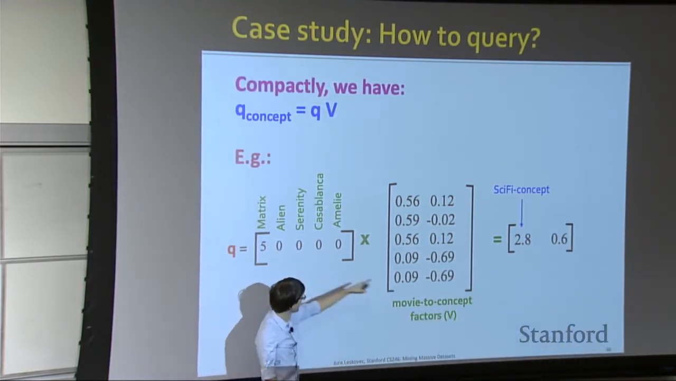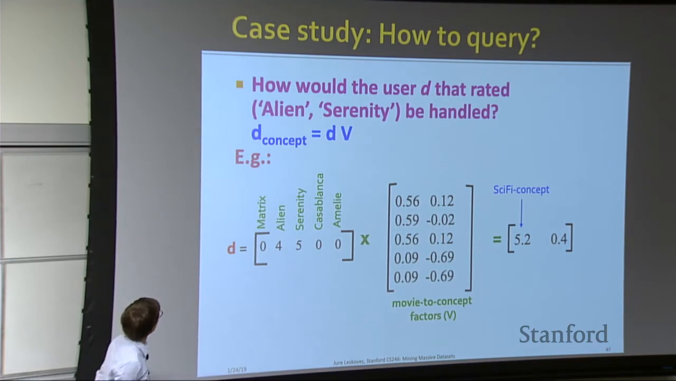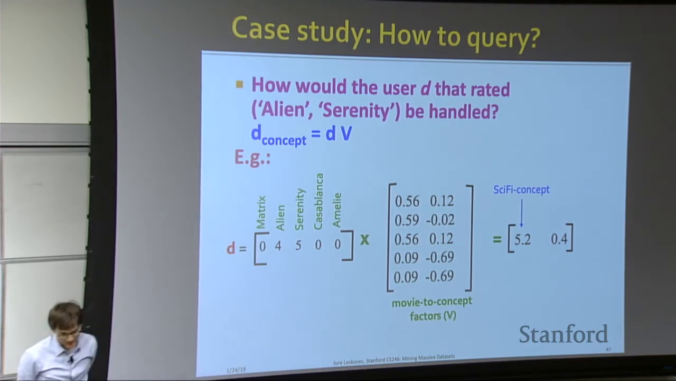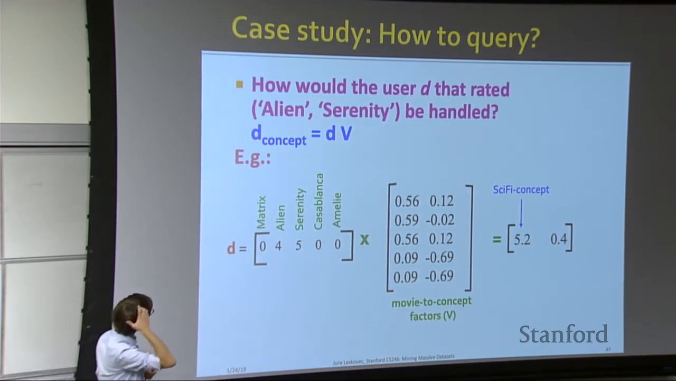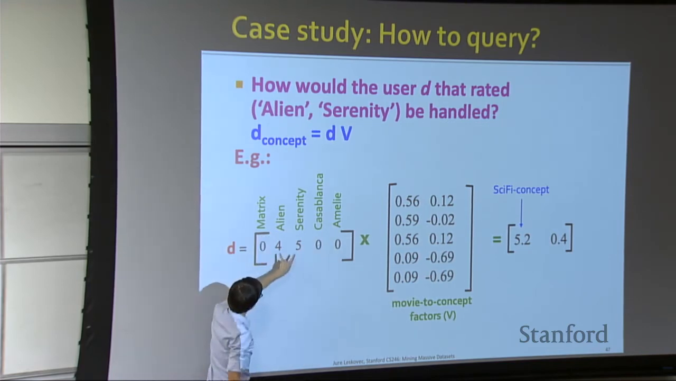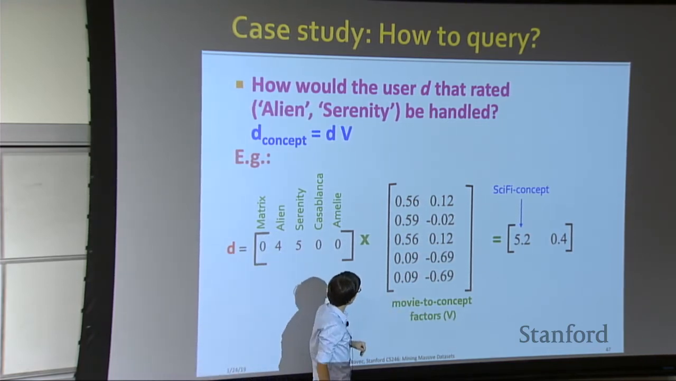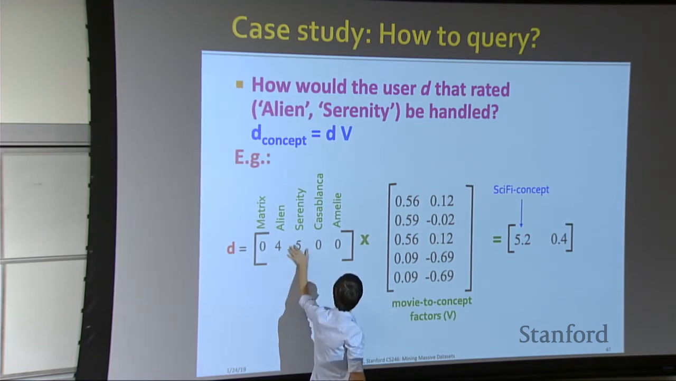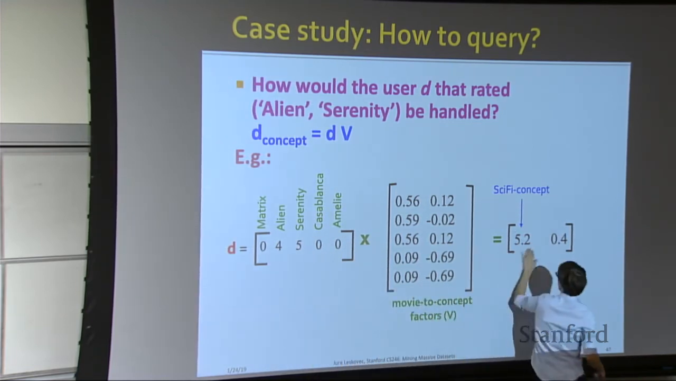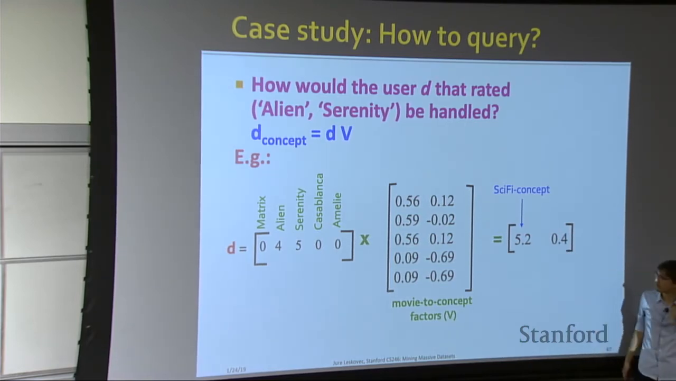And you see how this gets mapped into that, okay? Now, how do I map a user that, let's say, rated Alien and Serenity to be very high? I can also map that user into the concept space, right? So here is my user. They haven't rated anything else yet. They just rated these two movies. Again, here is my movie to concept factor matrix. I do the multiplication, and these are the coordinates of that user, right? So 5.2 and 0.4, right?